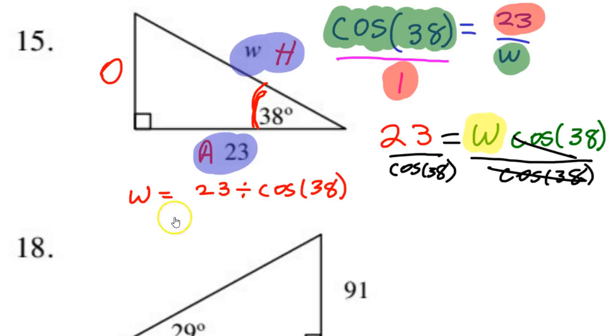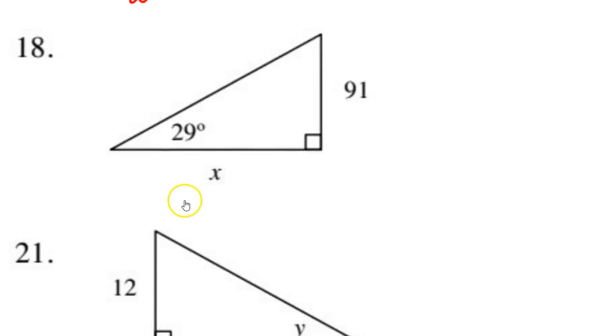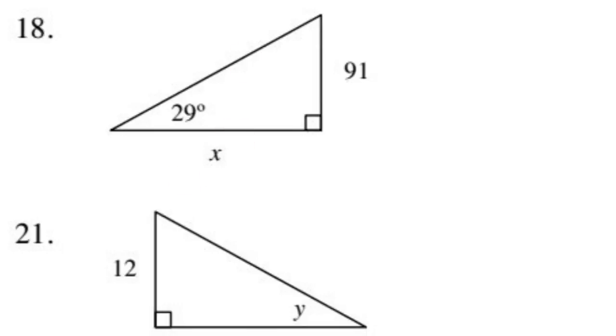But I'm going to go ahead and move on to question 18. Let's see here, labeling this. Okay, go across from the box. There's my hypotenuse. Find my corner angle, 29. Go across from that, and there's the opposite. And that leaves this as the adjacent.